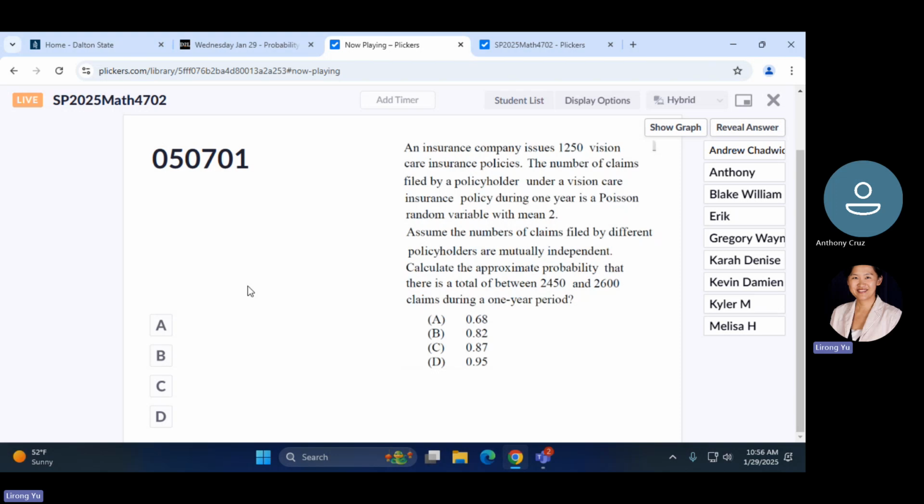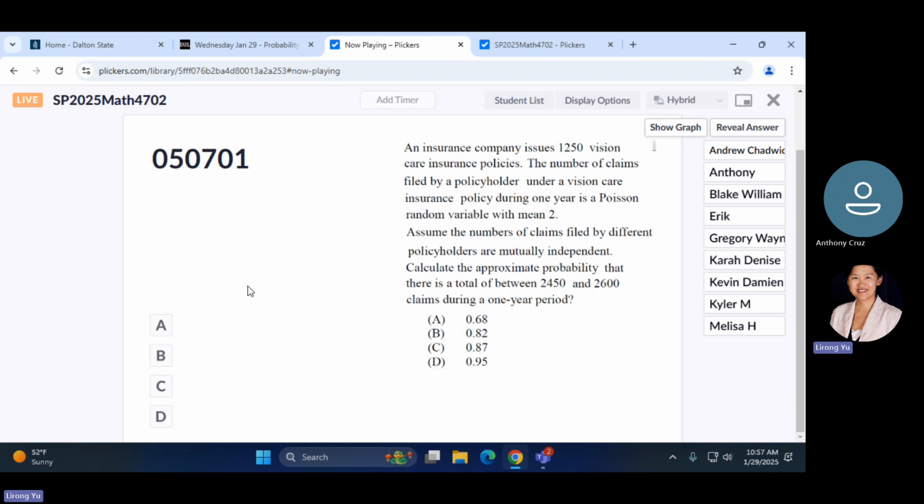We have vision care insurance policies, 1,250 of them, so that's our sample size. It's a really large sample size. The number of claims filed by everybody in this policy follows a Poisson distribution, so the number of claims will have an average of 2. How many claims each person filed is a random number. It could be 0 or 1 or 2 or 3.